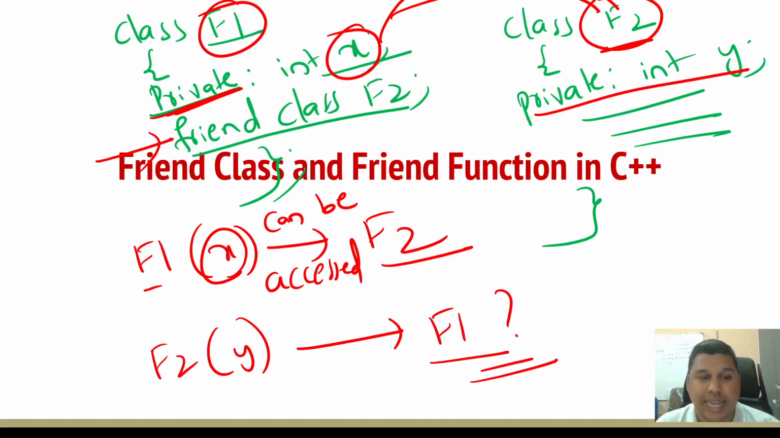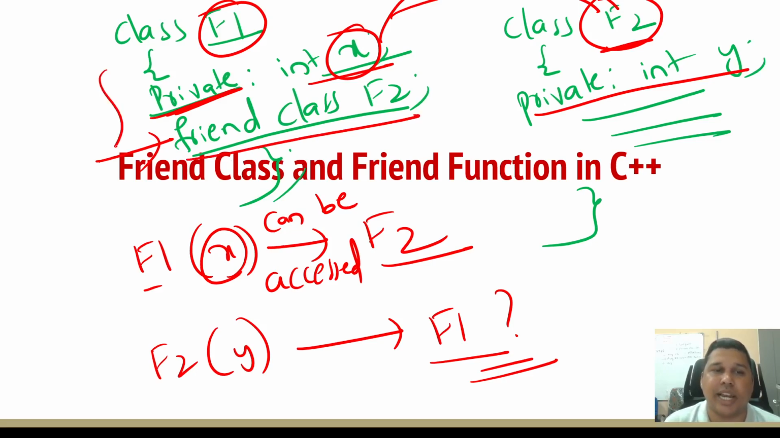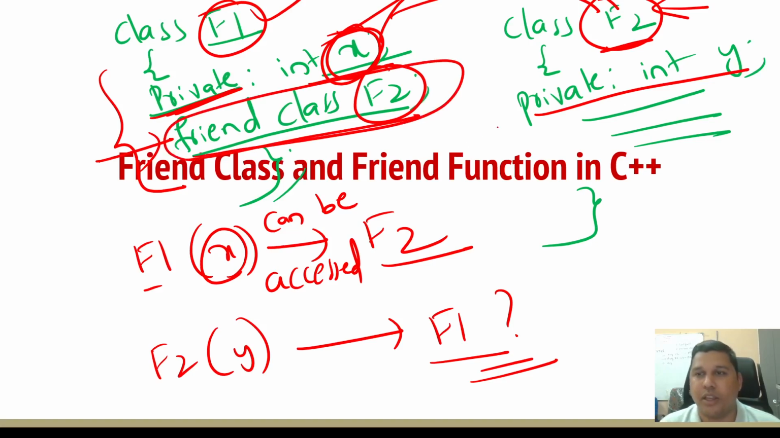Understood my question? Again, I will repeat, a very important point. Class F1, private variable int x, friend class F2. That's it, simple, two or three lines. F1 is one class with a variable x, and I am saying that F2 is a friend of F1. What is its meaning? Inside F2, I can access this private variable x. Why? Because I have declared that F1 and F2 are friends. Similarly, F2 also has one private variable int y. Can this y be accessed from F1 or not is my question.